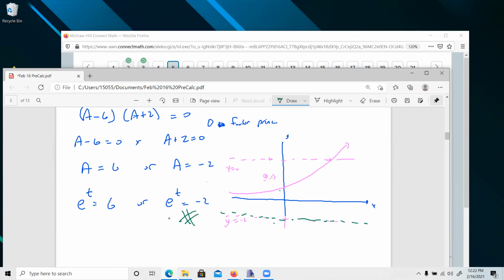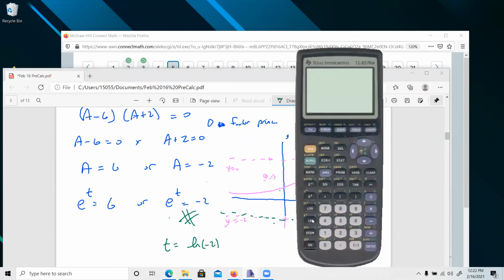If you try to take the natural log of both sides, you're going to end up with t is equal to the natural log of -2. And when I try to evaluate that, if you don't know, hey, you can't take the logarithm of a negative number. If we try to do this, it's going to tell me domain error, non-real answer. It doesn't like it. So yes, this technically is a complex number.